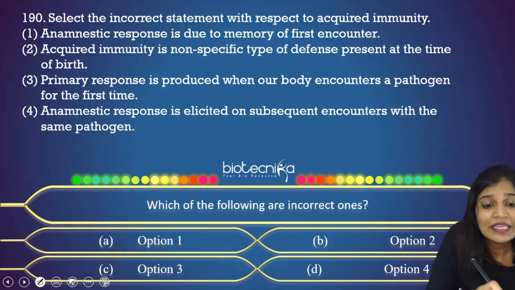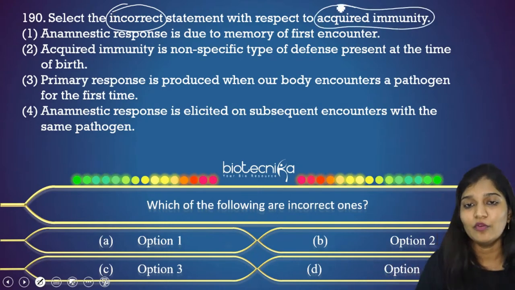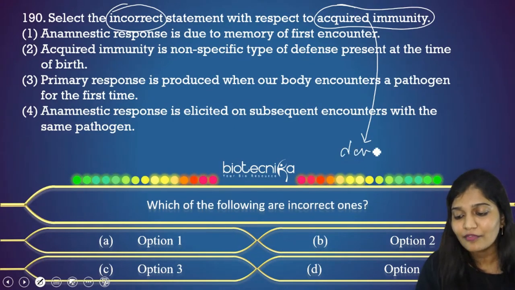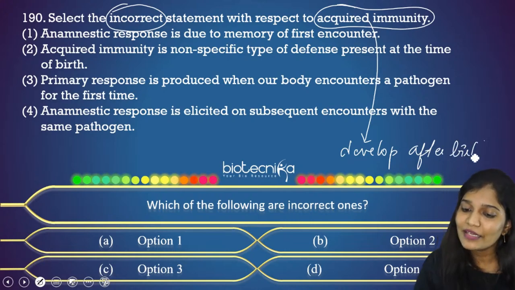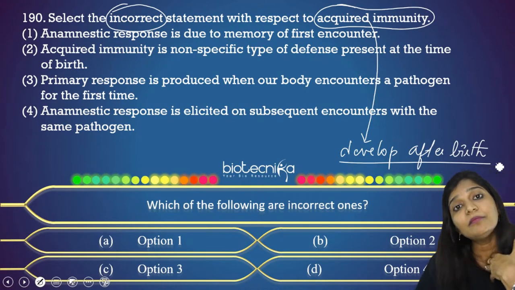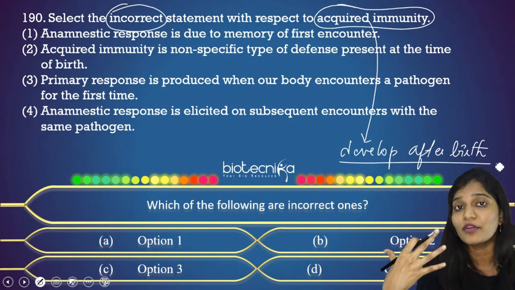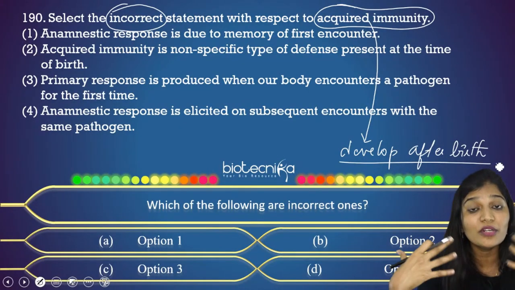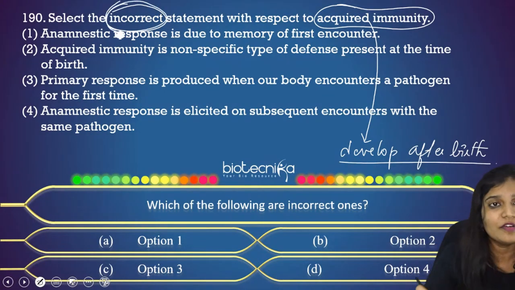Okay. Select the incorrect statement related to acquired immunity. Acquired immunity you will develop after birth. During birth, that is not acquired. That is innate immunity. But after birth, when you show some resistance, when you get a lot of infection, your body produces a lot of antibodies. So you are acquiring immunity after your birth, that is acquired. Now they ask you to find out the incorrect statement. First, let's check what are the correct statements.